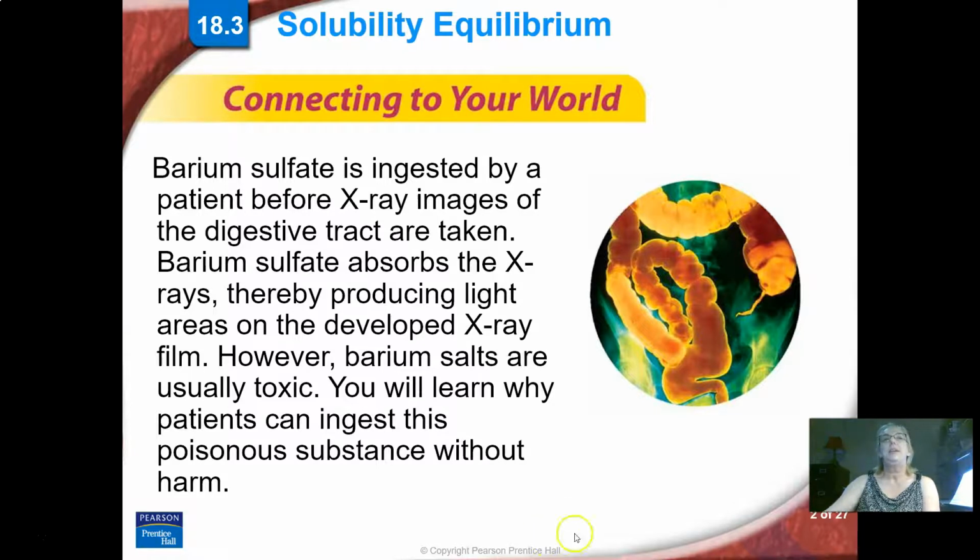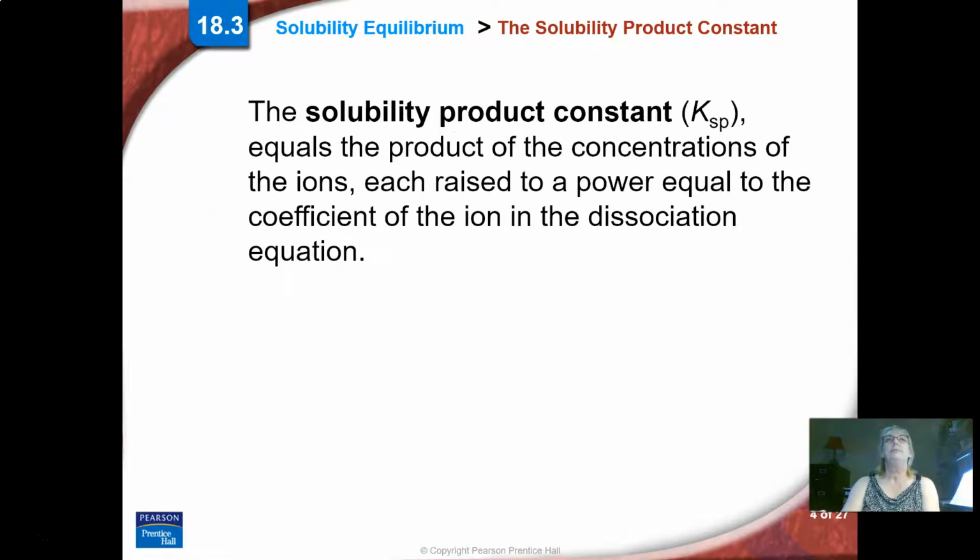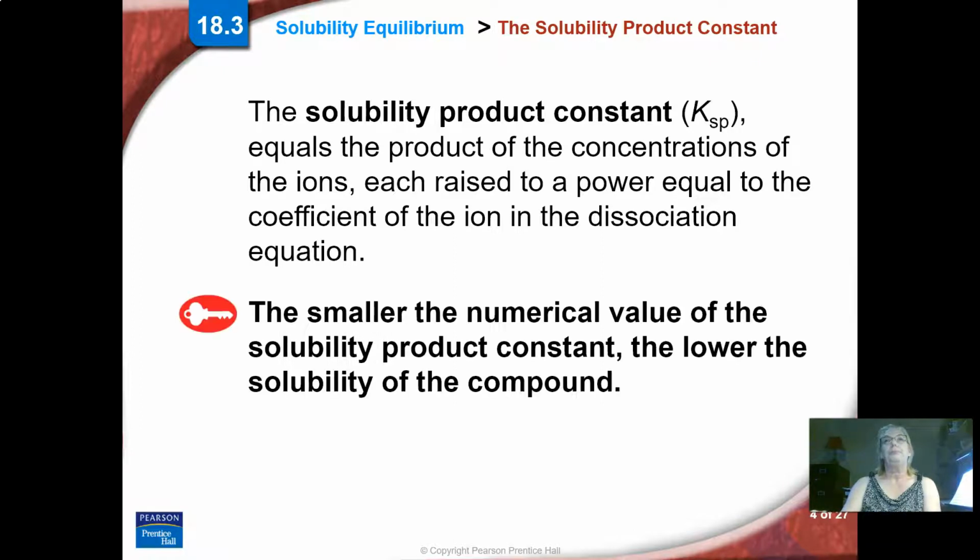So we're going to talk about solubility, whether something will dissolve in water or not, so that's solubility. And we'll figure out the math for something called KSP. So the solubility product constant is something called KSP, and it's a number, and we're going to show you how to do the math of this. So this KSP, solubility product constant, equals the product of the concentration of the ions, each raised to the power of the coefficient of the balanced equation. So the smaller the number, the less soluble something is.